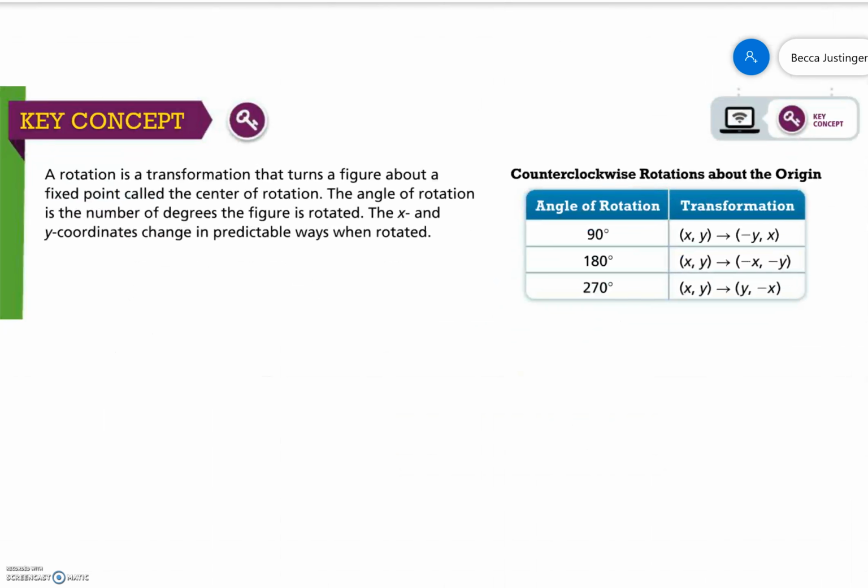Key concept. A rotation is a transformation that turns a figure about a fixed point called the center of rotation. The angle of rotation is the number of degrees the figure is rotated. The x and y coordinates change in predictable ways when rotated. So here's that general rule of thumb.